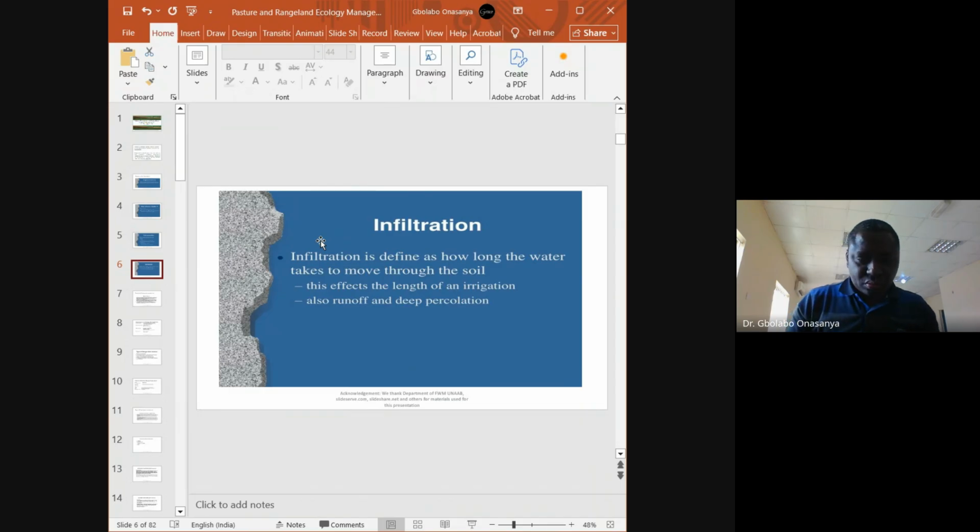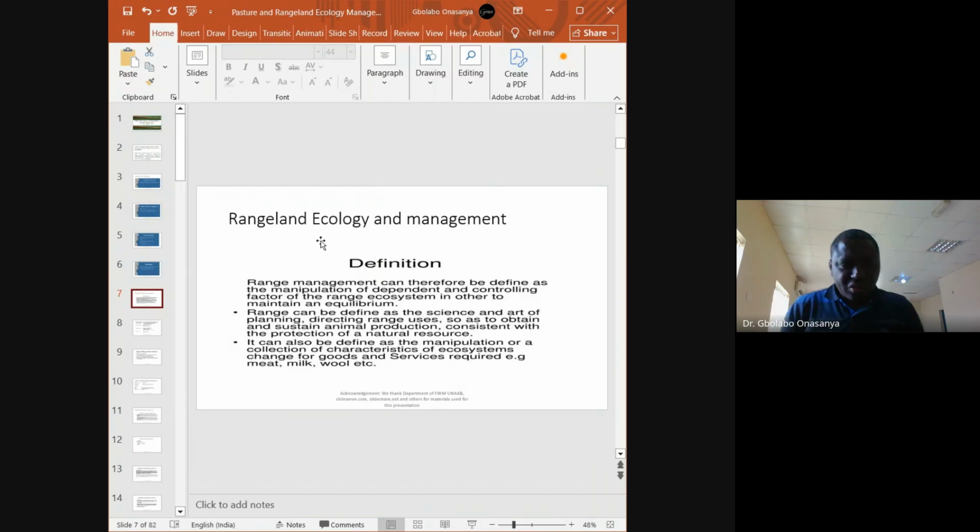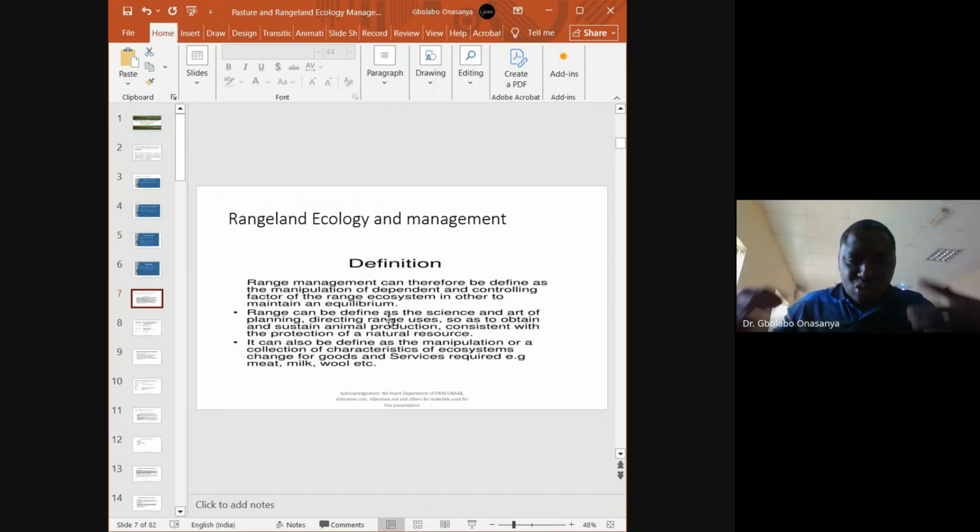Now, rangeland ecology management. I've told you a rangeland is naturally occurring vast land containing native forage, native plants, legumes, shrubs, and all of that. Range management can therefore be defined as the manipulation of dependent and controlling factors of a range ecosystem in order to maintain the core equilibrium.